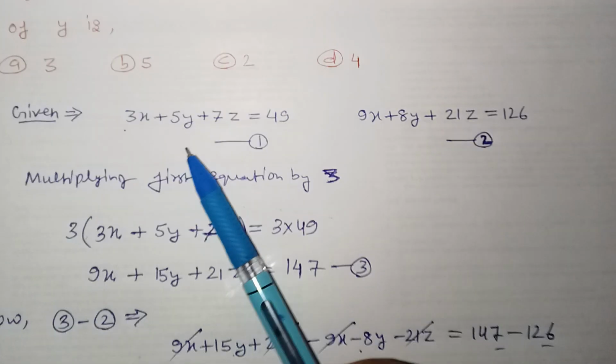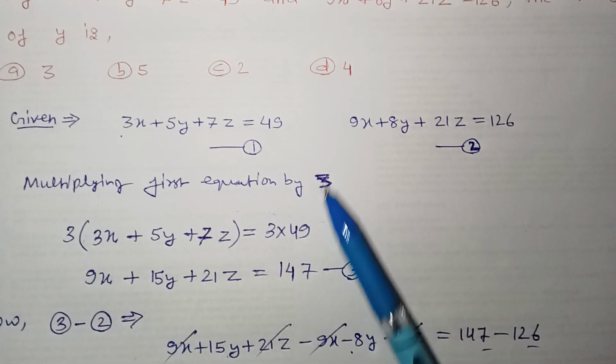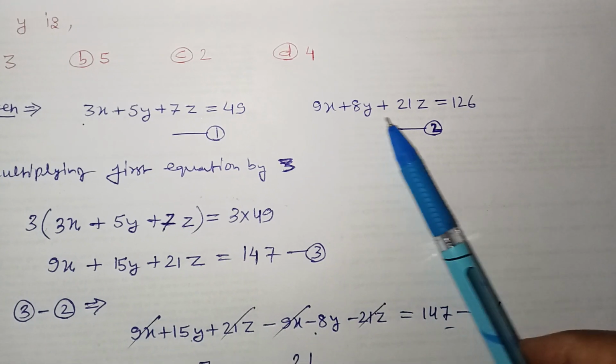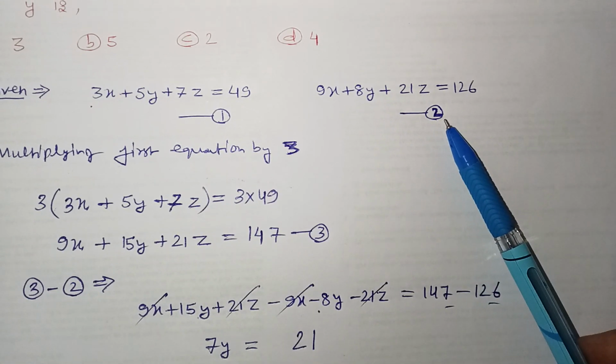One is 3x + 5y + 7z = 49. We take it as the first equation. 9x + 8y + 21z = 126. We take it as the second equation.